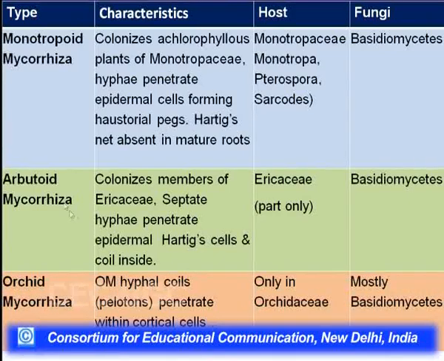Next one is arbutoid mycorrhiza. The characteristic feature of arbutoid mycorrhizal fungi is that they have septate hyphae which penetrate epidermal cells and coil inside. They colonize the members of the family Ericaceae and belong to the class Basidiomycetes. Next mycorrhizal fungi is orchid mycorrhiza. In orchid mycorrhiza, hyphal coils penetrate within cortical cells, and it only occurs in the family Orchidaceae. The members of Orchidaceae are colonized, and the fungus belongs to the class Basidiomycetes.